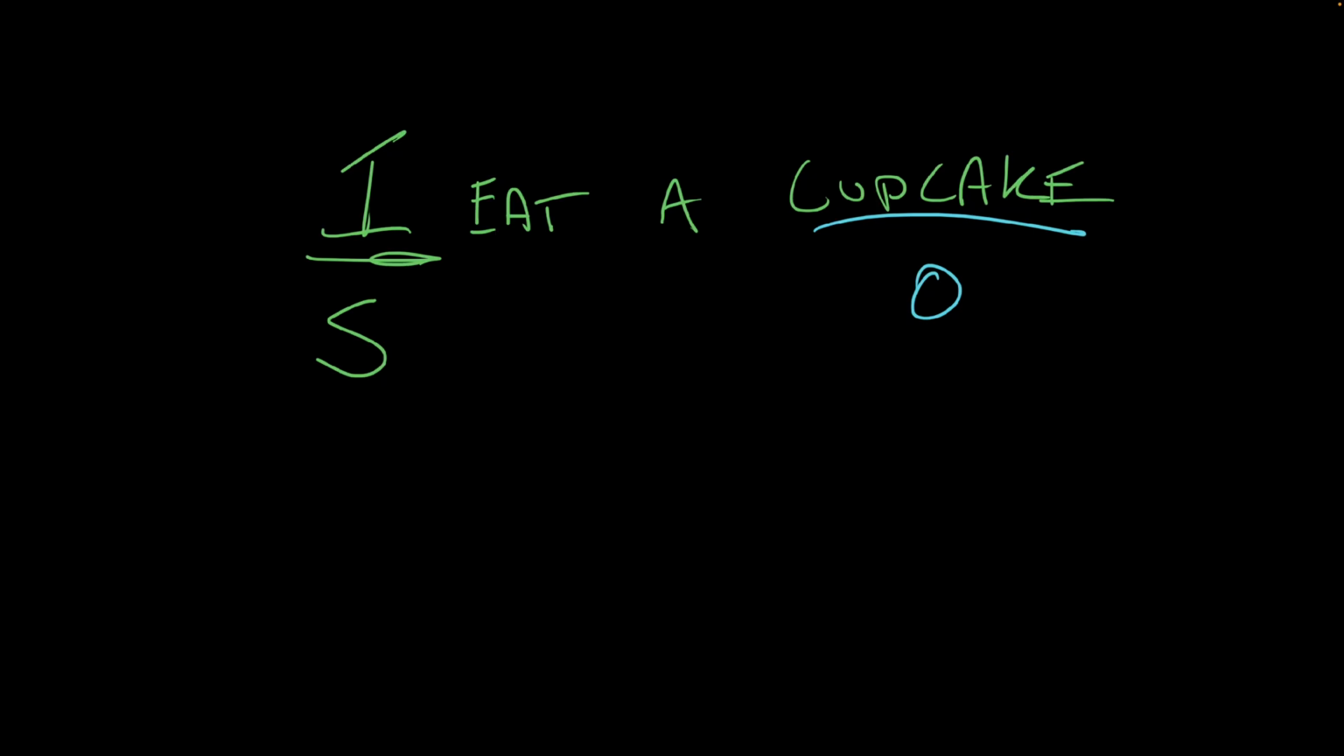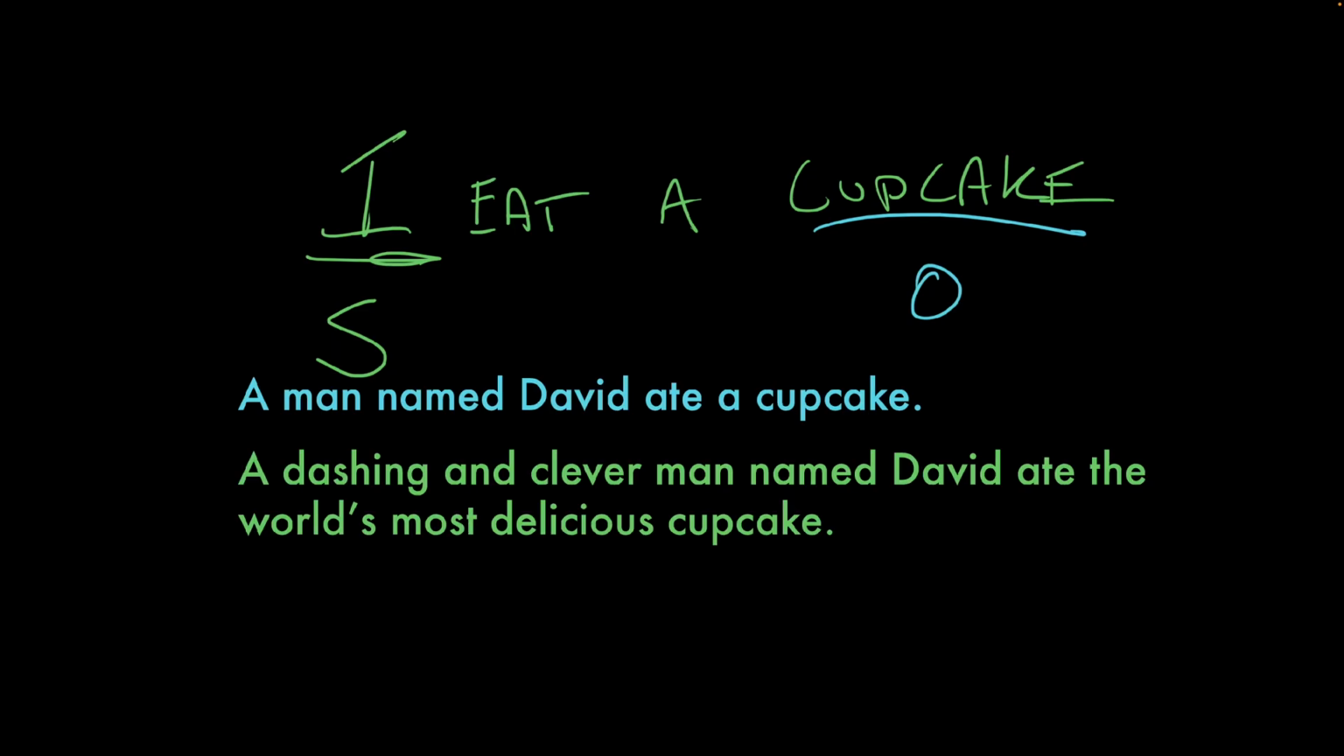An objective report might say, a man named David ate a cupcake. A non-objective report might say, a dashing and clever man named David ate the world's most delicious cupcake, right? Dashing, clever, world's most delicious. All of these are statements of opinion that come from the writer, not simply observable facts about the world.